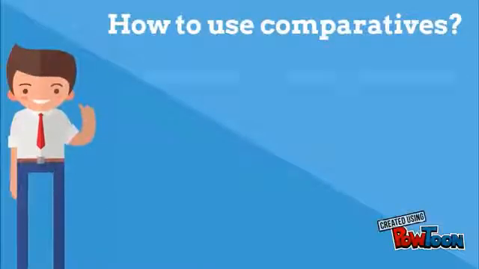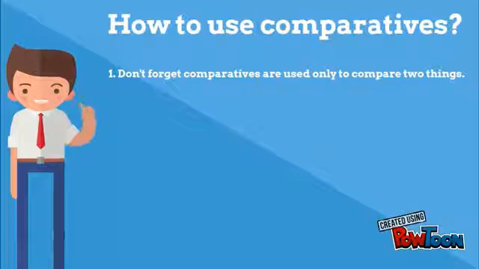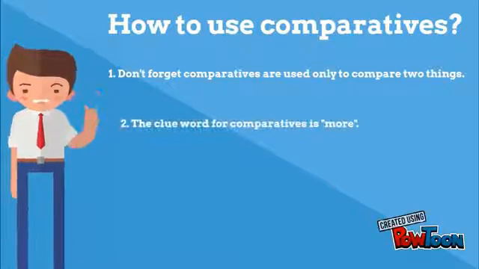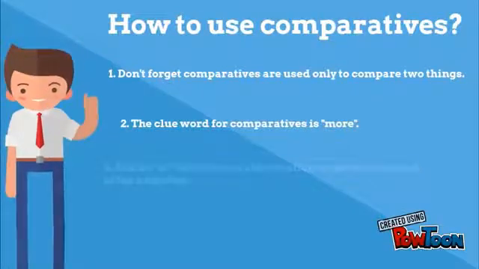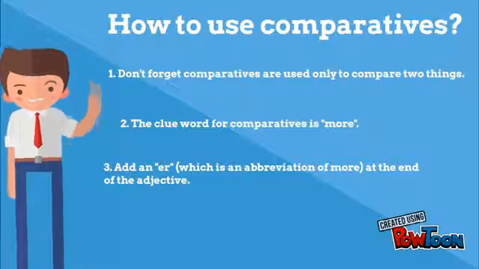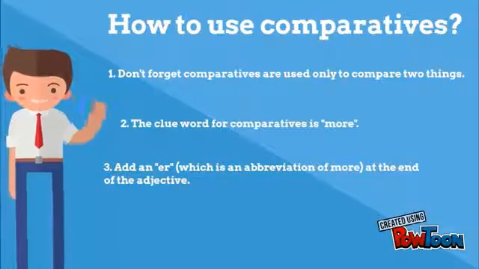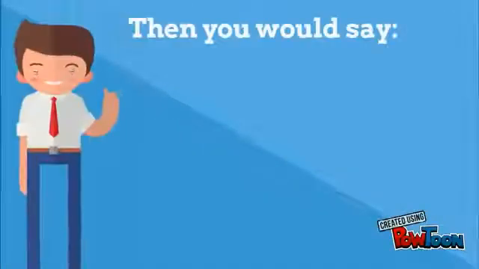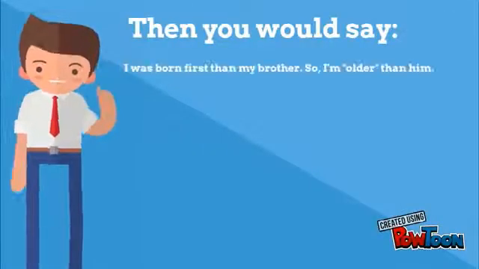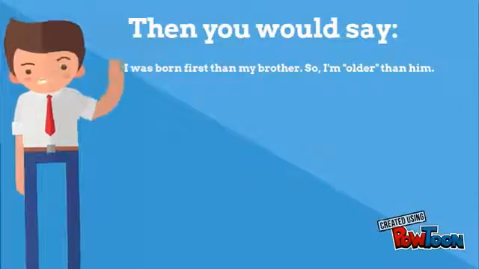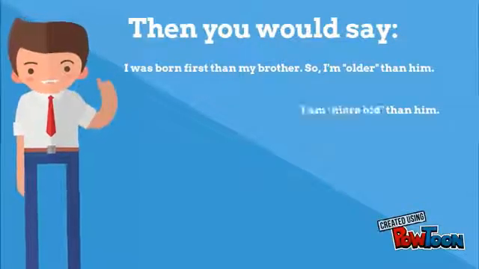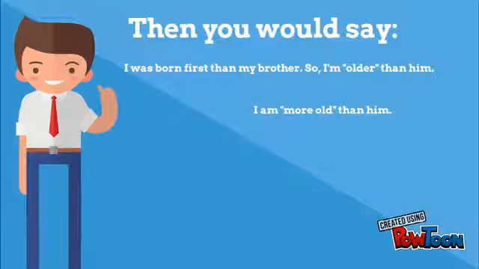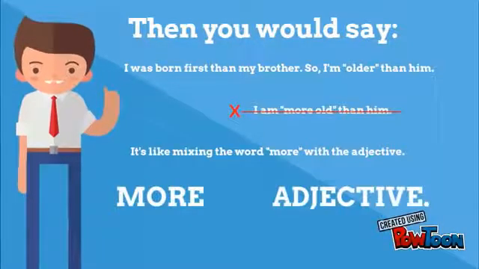How to use comparatives? First, don't forget comparatives are used only to compare two things. The clue word for comparatives is more, add an ER, which is an abbreviation of more, at the end of the adjective. And if the adjective is too short, just duplicate the last letter. Then you would say something like, I was born first than my brother, so I am older than him. What you cannot say is, I am more old than him. This is not correct. It's like mixing the word more with the adjective.